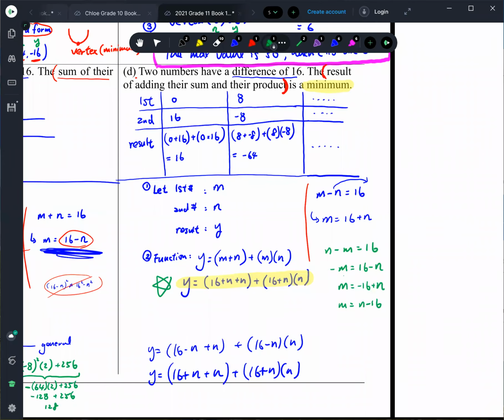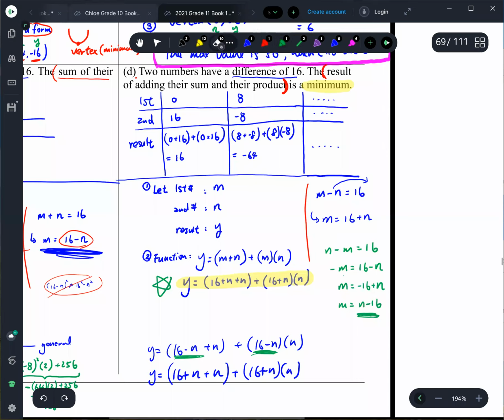Okay, so if you are using the other order, it will be n minus 16 instead of 16 plus n. So either way, you cannot get the 16 minus n, okay? So this is not correct. 16 minus n is when you have a sum. If they say the sum of the two numbers is 16, then the other one will be 16 minus n. Okay? So we'll just stick with one way, all right?